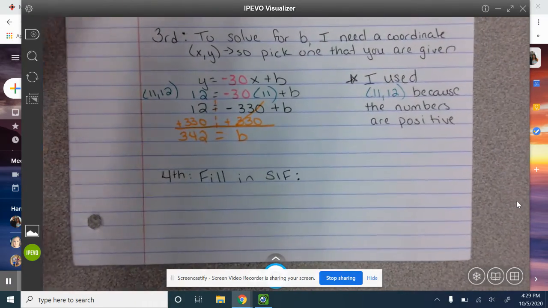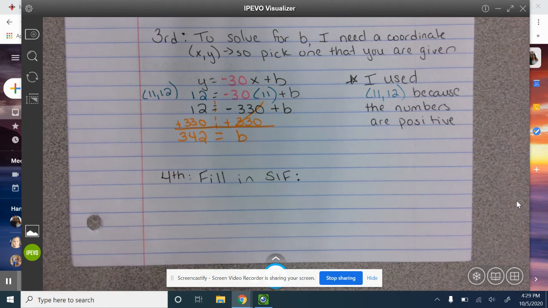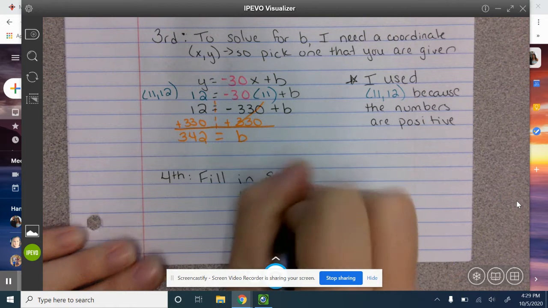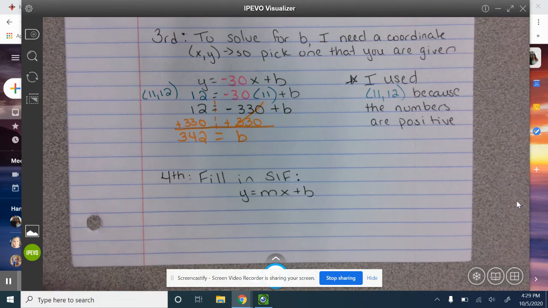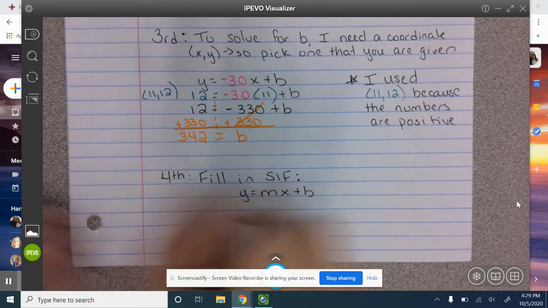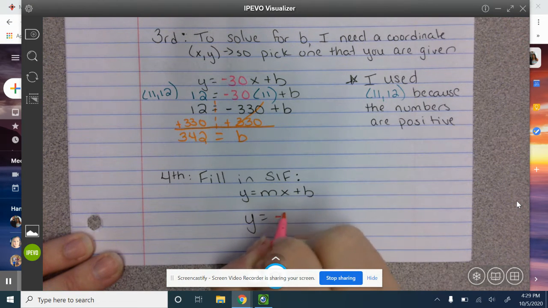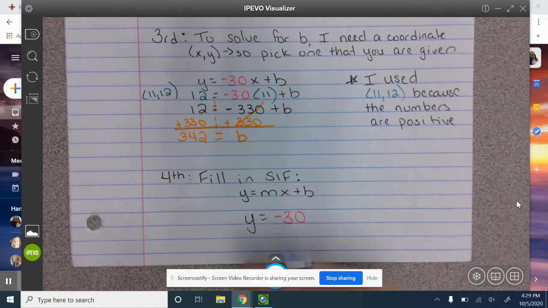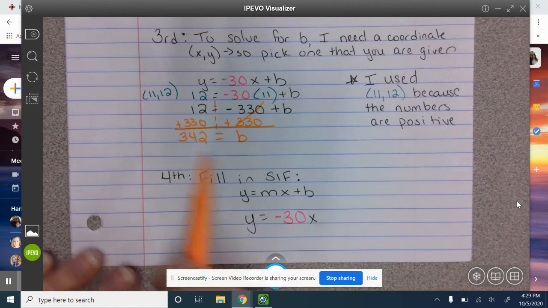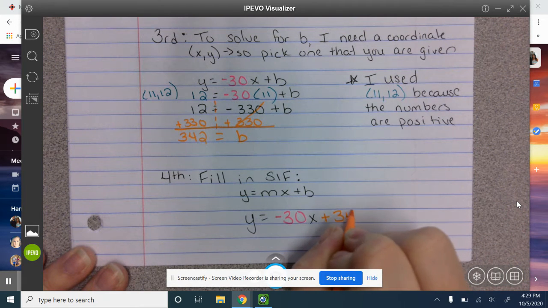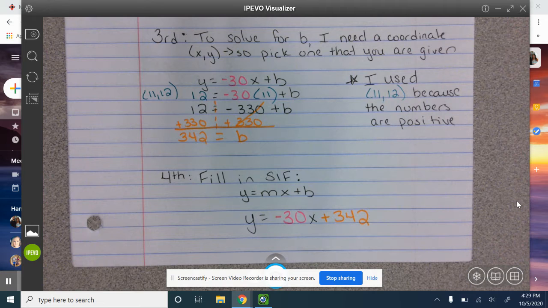So step 4 is to fill in slope-intercept form. Remember, slope-intercept form is y equals mx plus b. When you write in slope-intercept form, we are always going to have our y equals, instead of m, our m was -30, x, and then my b value is a positive 342. So we'll write plus 342. So our equation is y equals -30x plus 342.